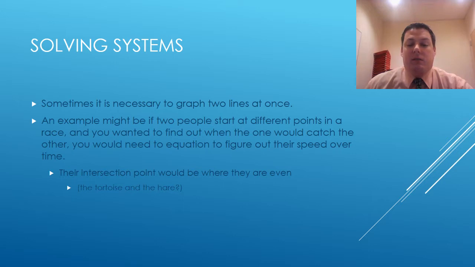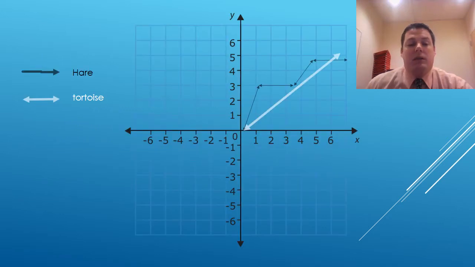All right, so solving systems, as I said, it's sometimes necessary to graph two lines at once. Here's an example: the tortoise and the hare. You have your hare. Now the hare's graph in this case isn't one straight line, but it gives you the idea of why we would use it. The hare, of course, is if this side here is distance and this is time. The hare obviously covers a lot more distance in a short amount of time.